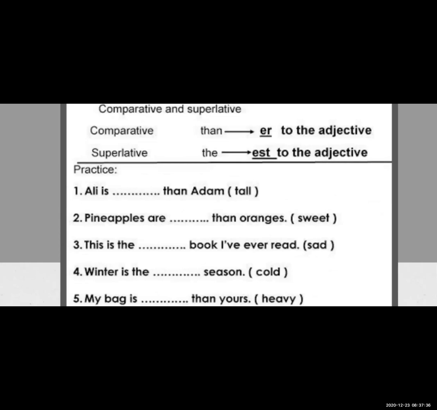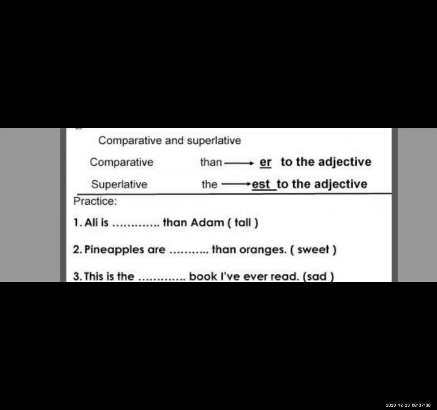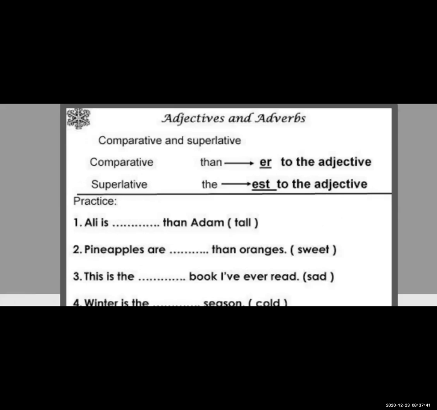Now in the superlative form, what they are saying: if there is "the" in the sentence. Now over here I am not speaking about "than," I am speaking about "the." So at that time you have to add "est." What we have to add? "Est" to the adjective. And where is the adjective? The adjective will be in the bracket.